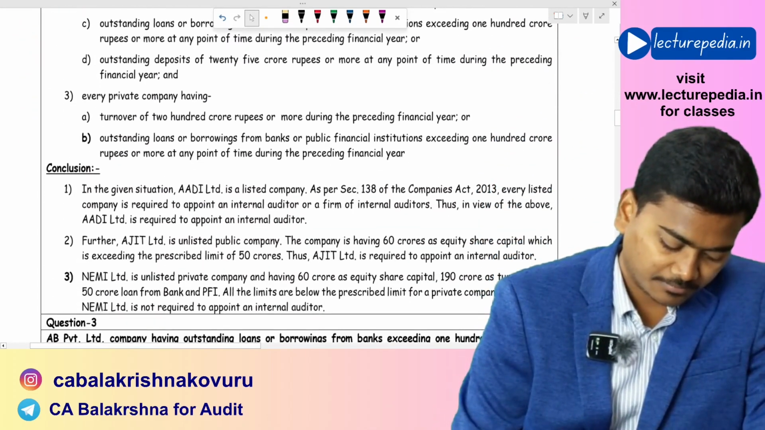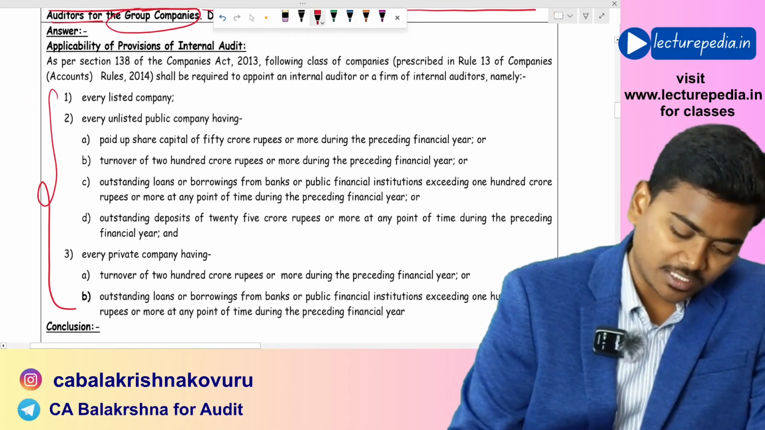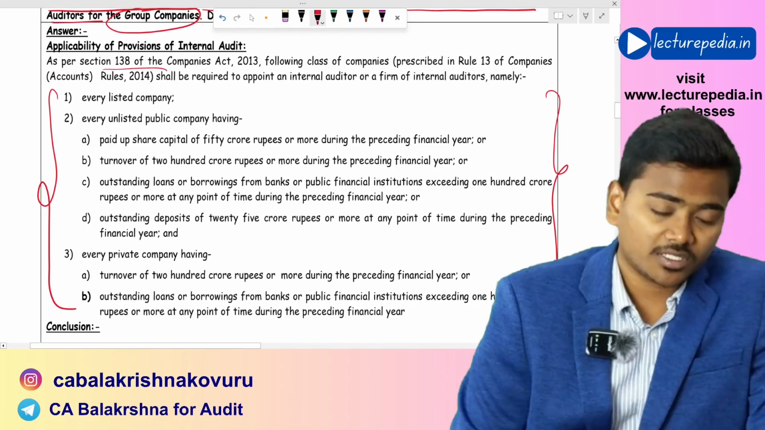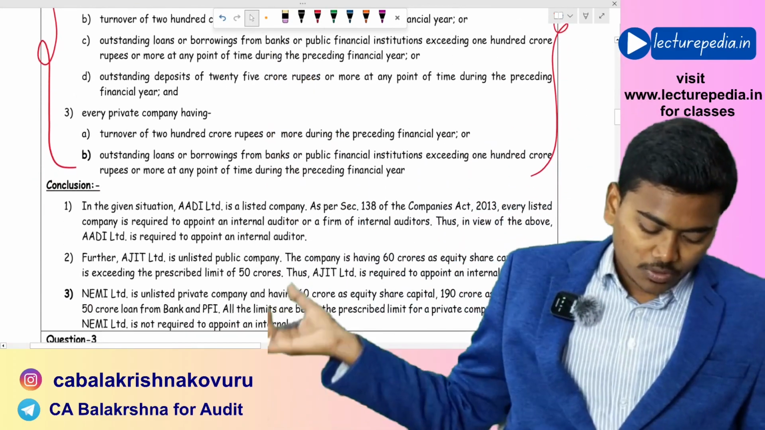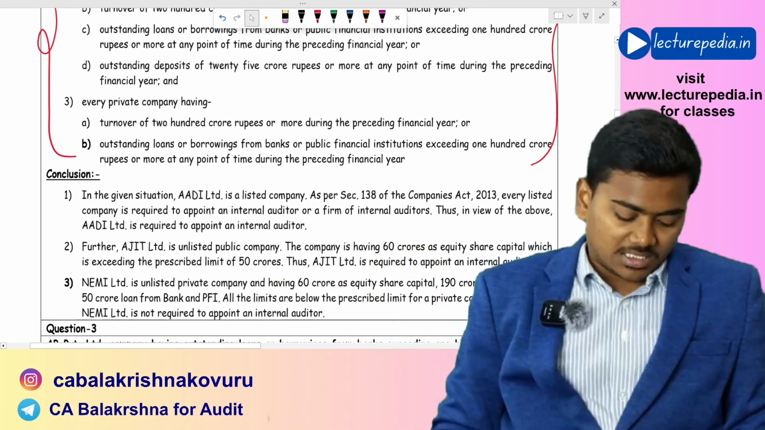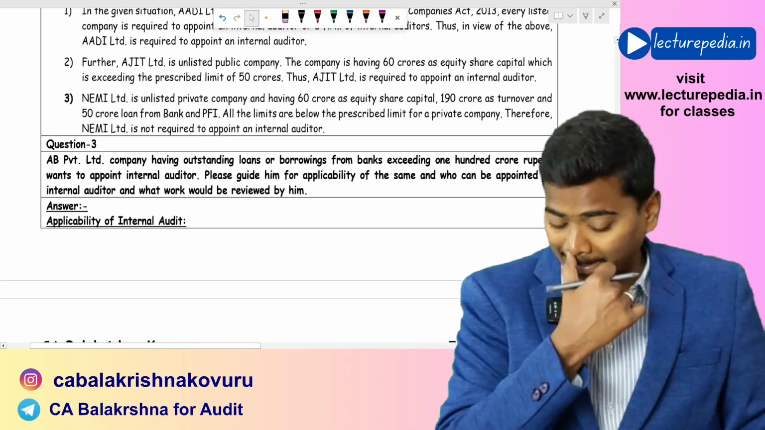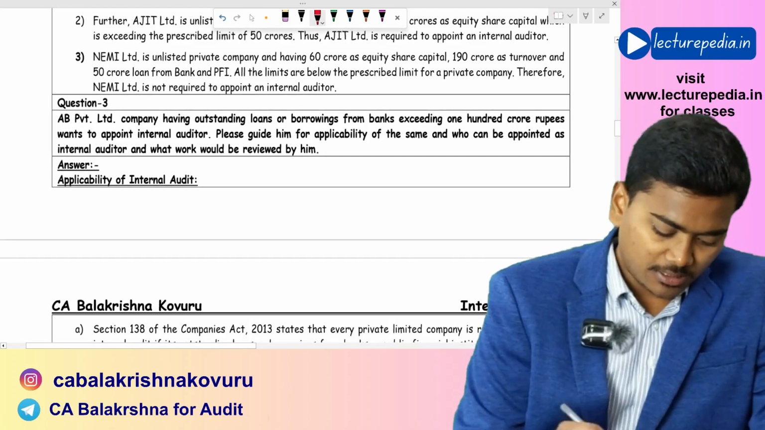Again, here also you need to first of all list the provision as per section 138 of the Companies Act. Internal audit is applicable for certain classes of companies, and you need to give the facts of the present situation, and you need to say whether internal audit is applicable or not. Next, the next question is related to that.